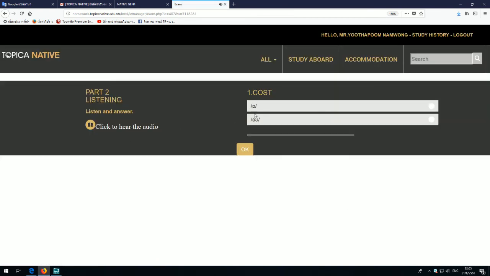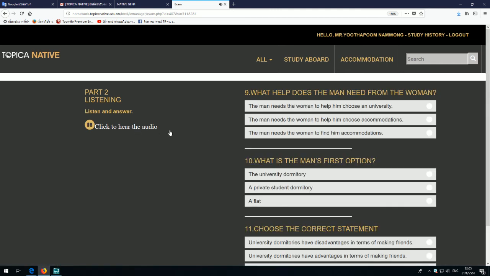Cost. Block. Cloak. Soak. Chock full. Mop. Route.